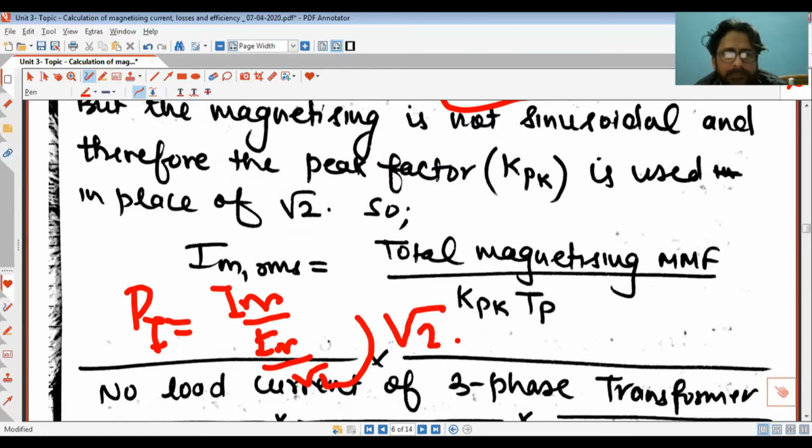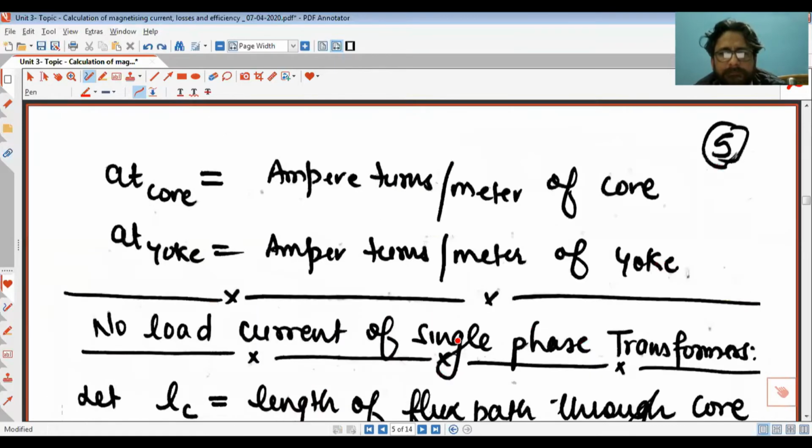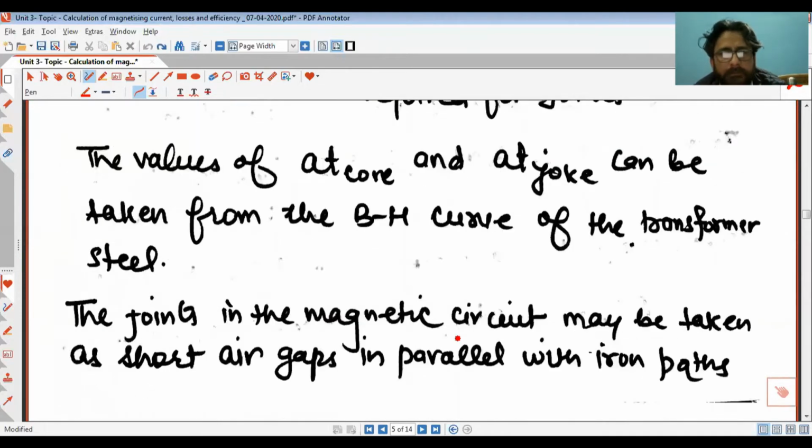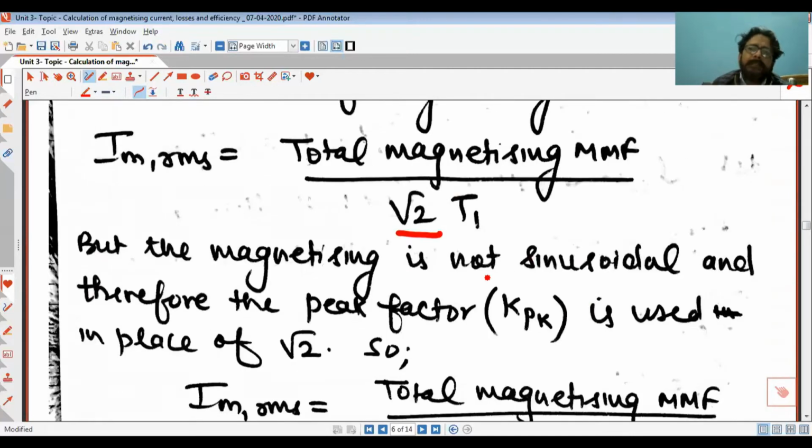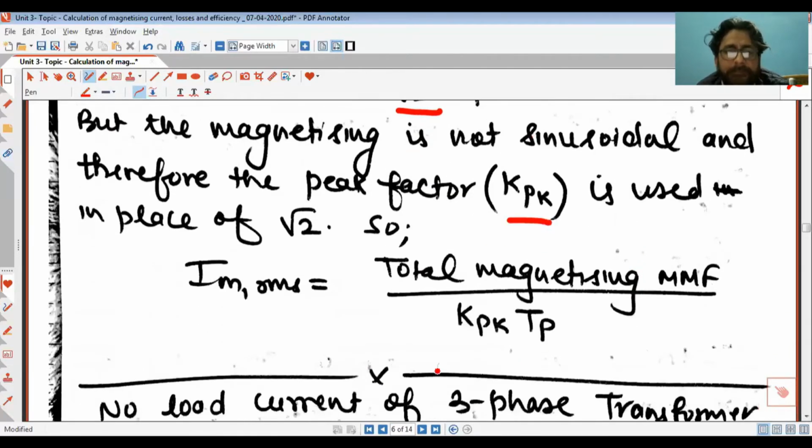So we can replace here in this case root 2 with peak factor, because the magnetization or the magnetizing component is not sinusoidal in nature generally. So the magnetization is not sinusoidal in nature. So we can replace root 2 by peak factor, right? Okay. So in terms of peak factor, we have the RMS value of magnetizing current, which is total magnetizing MMF required divided by peak factor into total number of turns of the primary winding.